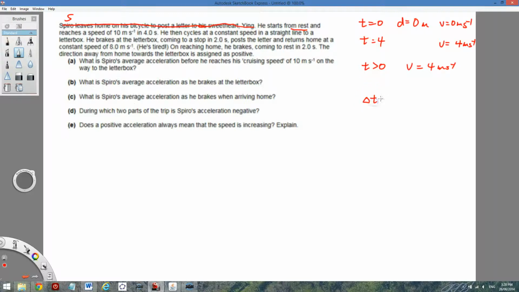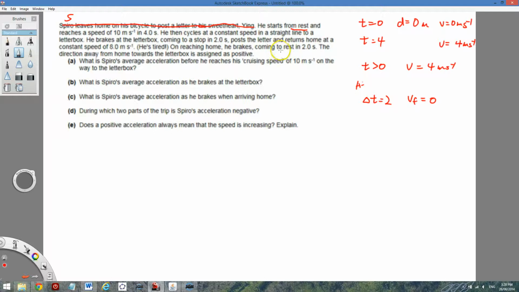So at last, he stopped in 2 seconds. That means his change of speed: his final speed will be zero, and he changed from this to there in 2 seconds. So I just made up some sort of noise.